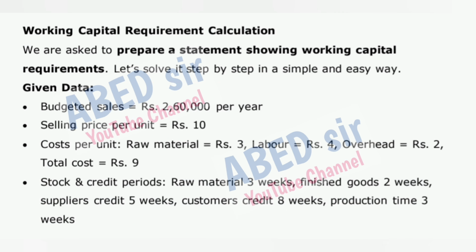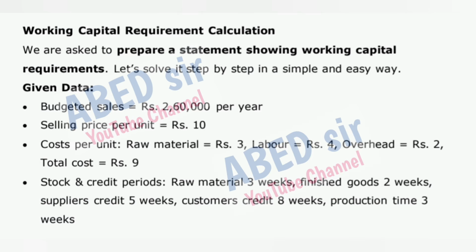Working capital requirement calculation. We are asked to prepare a statement showing working capital requirements. Let's solve it step by step in a simple and easy way. Given data: budgeted sales is equal to 2 lakhs 60,000 rupees per year. Selling price per unit is equal to 10 rupees.